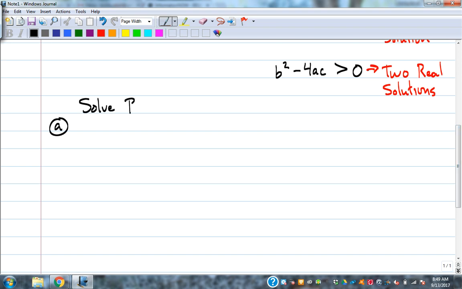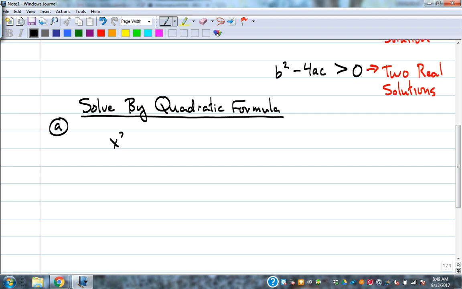Solve using the quadratic formula. All right, so let's say we had x squared plus 3x equals 2. Well, if we're going to solve this by quadratic formula, what does the equation have to be equal to? 0. It's not equal to 0. Make it equal to 0. Subtract 2. Gets it over there. There's 0. We've got x squared plus 3x minus 2 is equal to 0.